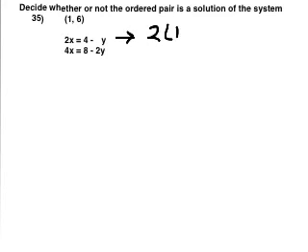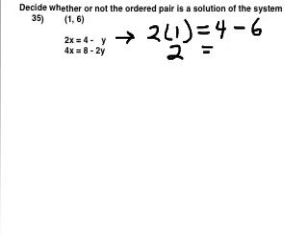2 times 1 equals 4 minus 6. Alright, so that becomes 2 equals 4 minus 6, which is a negative 2. So that's a big no on that one. Alright, let's try the other one.